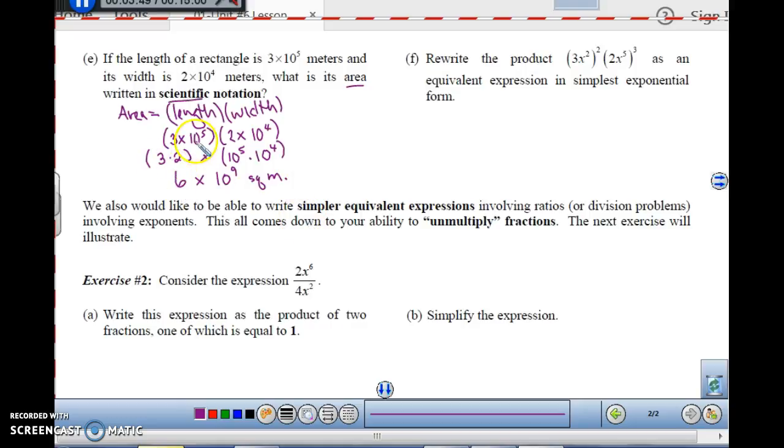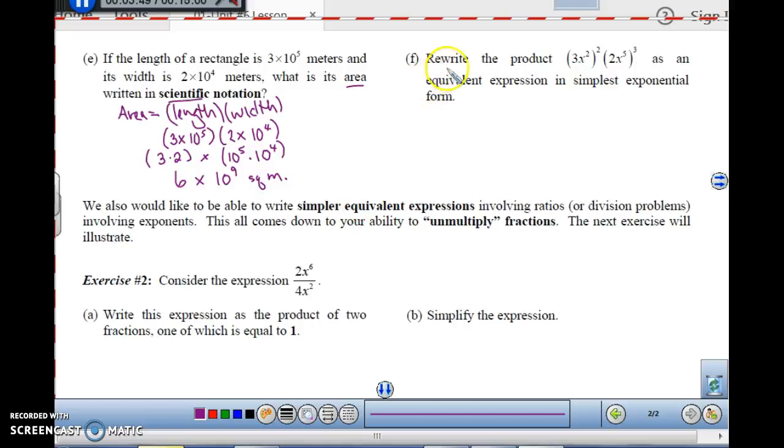So when you multiply, remember by the commutative property, you can rearrange in any order to multiply. So I just multiplied the whole numbers together, and then I multiplied the powers of 10 together, and then added their exponents.